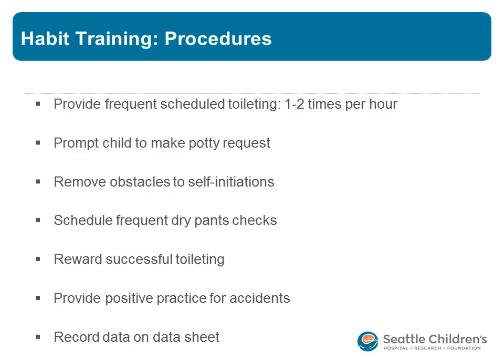So the procedures of habit training themselves are listed on this slide. The first thing that we want to do, and I'm going to go into each one of these procedures in detail, is put the child on a schedule and provide them with frequent opportunities for scheduled toileting. This is usually 1 to 2 times per hour while we're engaging in habit training.